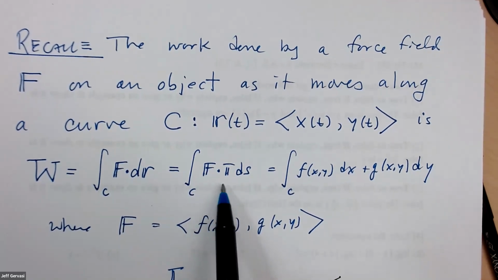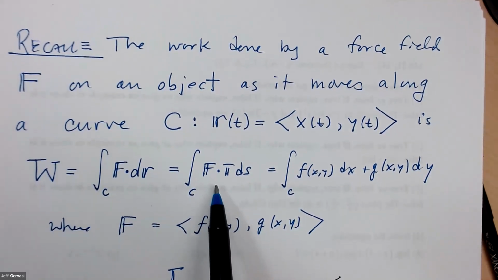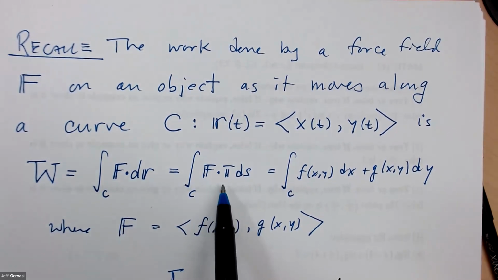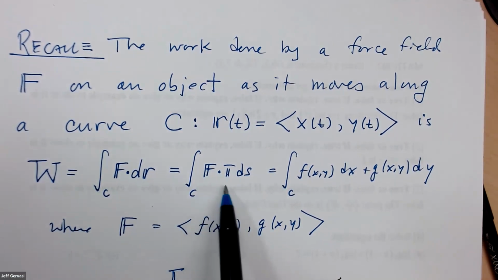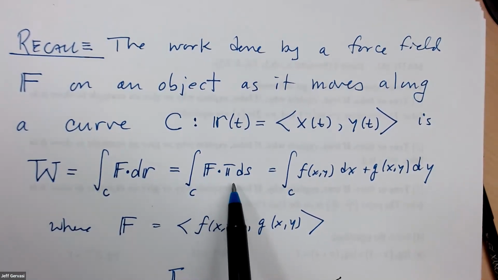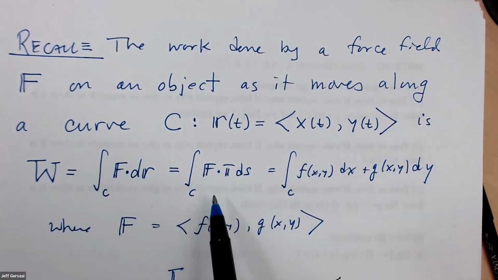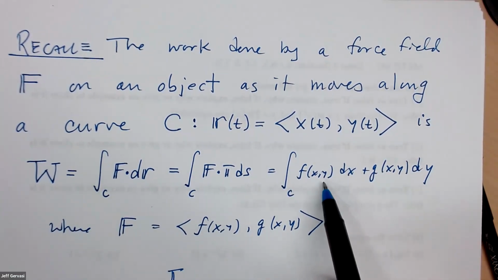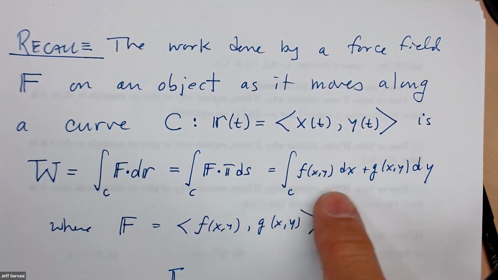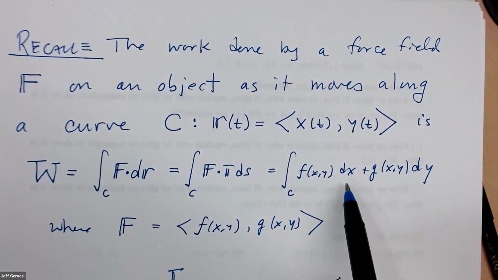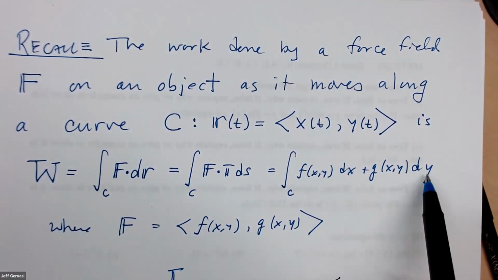Like this, we refer to this version of it as the tangential component of the force. So the work done by a force is entirely done by its tangential component. So that's the usefulness, I guess, of this version right here. But we also saw that we could rewrite it in terms of this as well. This right here is often referred to as the differential form, for the obvious reasons, it's got the differentials dx and dy.